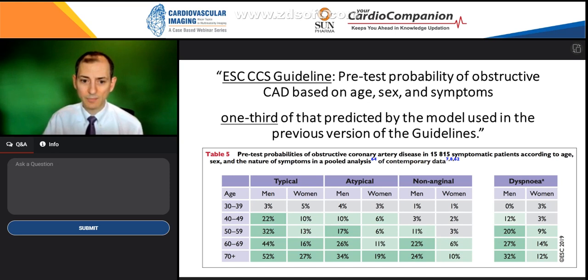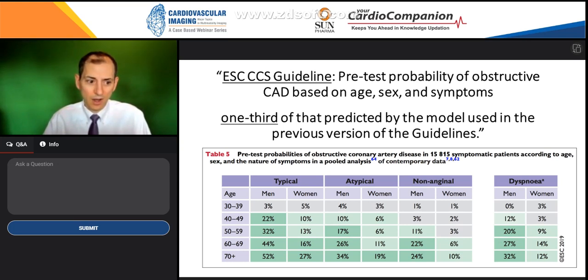And I would share with people that the older tables, for example, the Duke clinical score or the Diamond and Forster, were actually based on invasive angiography and even pathology and autopsy data. But in the current era, this is a very important point, when this table was revised, and this was just a year ago, the estimates that they provide here are 1/3 of that predicted by the model used in the previous version of the same guideline, okay?